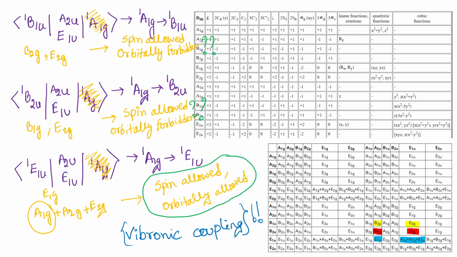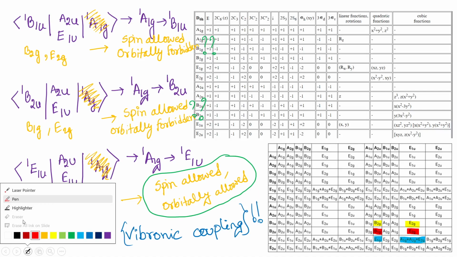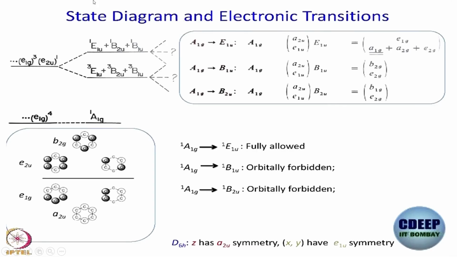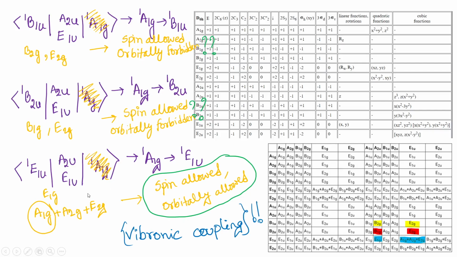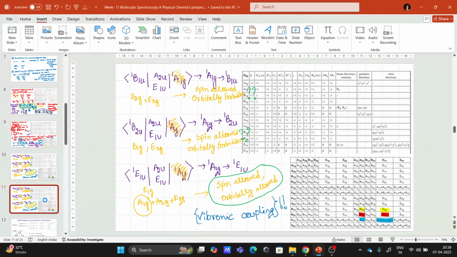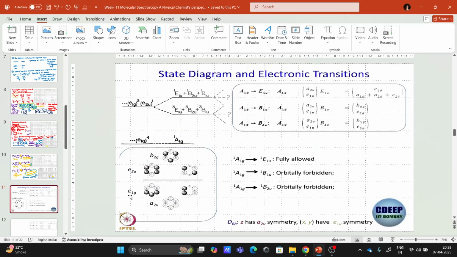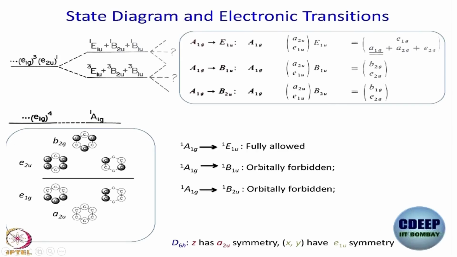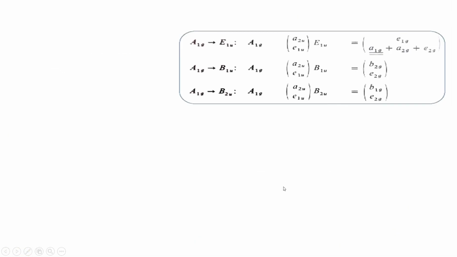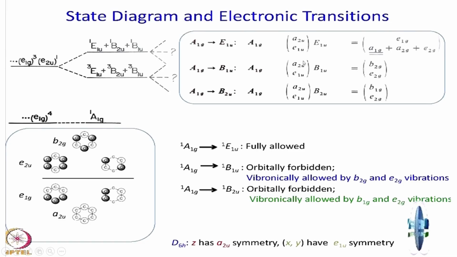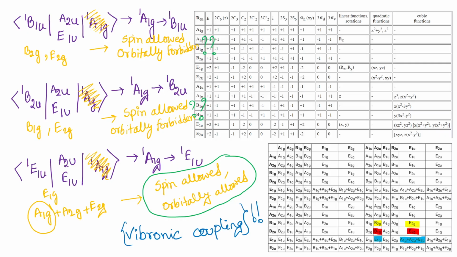I cannot erase them, but maybe I can. So this is what we are discussing, right? That this is fully allowed, this is orbitally forbidden, and this is also orbitally forbidden. Now it can only be vibronically allowed. So now let us just come here.